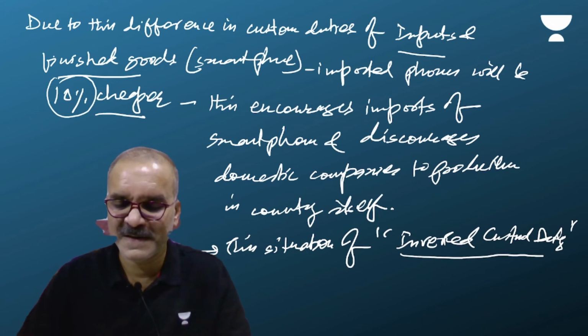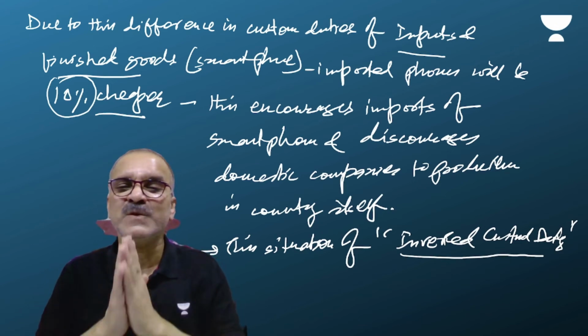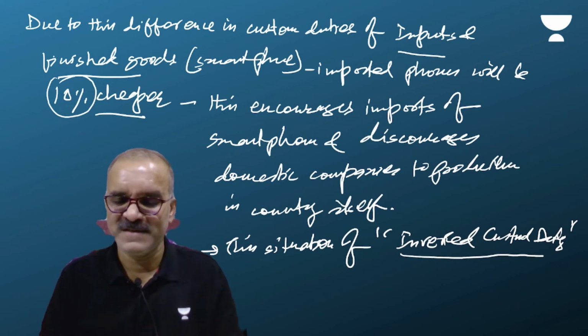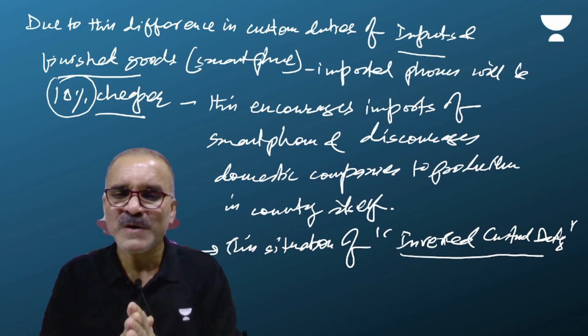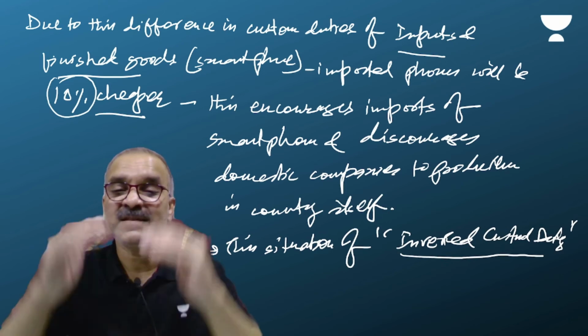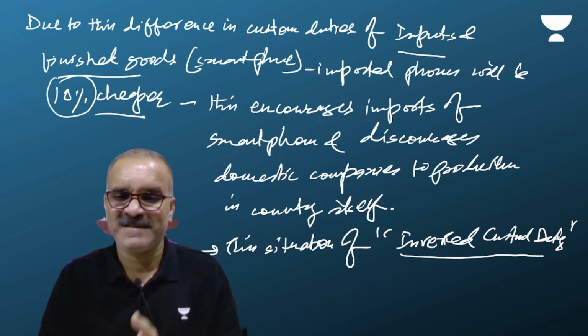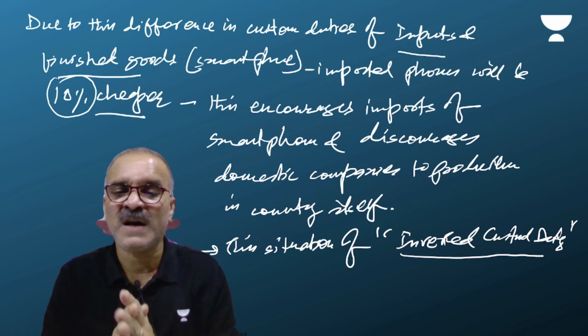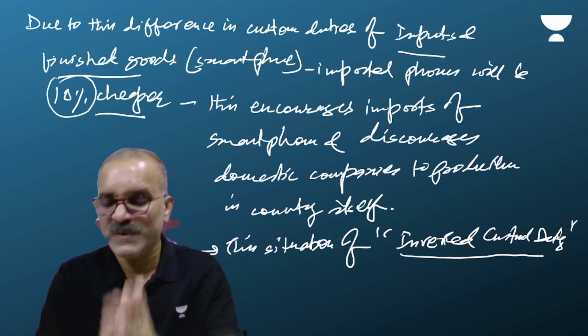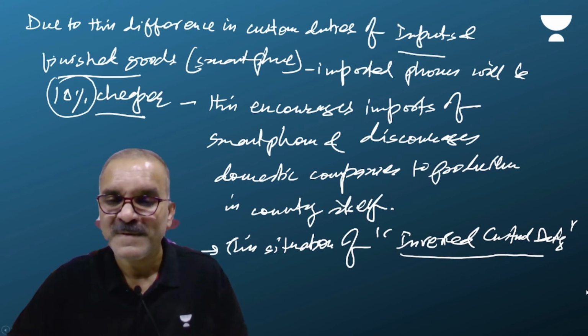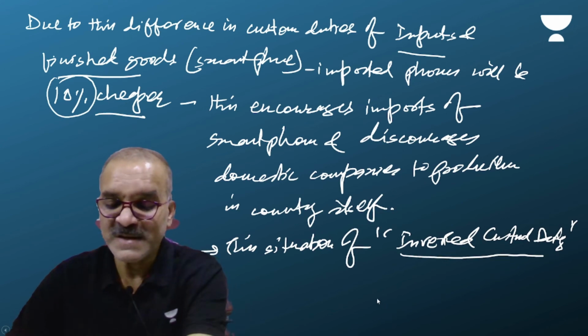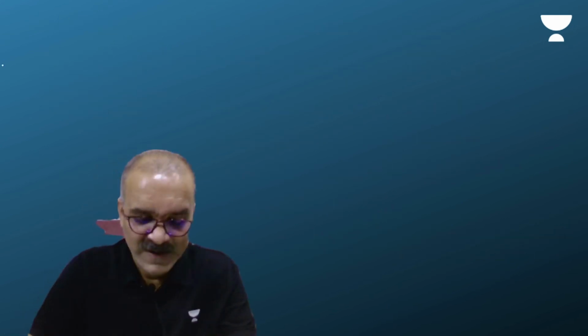Now, speaking precisely, what exactly is inverted custom duty? When, due to certain reasons, custom duties on raw materials are on the higher side and custom duties on finished goods are on the lower side. Such structures of custom duties are known in economics as inverted custom duty. This is to the extent the concept of inverted custom duty is concerned. Okay, now you should know its legacy, why this came into being. Because in the case of India, there are great many finished goods where you find this kind of anomaly.